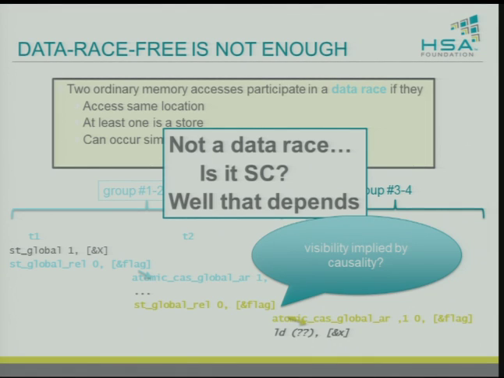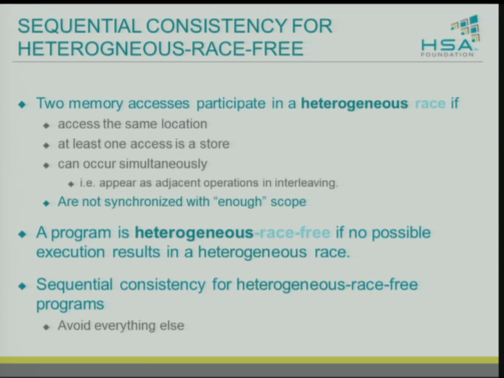However, as I pointed out previously, there are these different scopes, right? These different memories, and I might not want to make those visible. I need to be able to reason about that. So what we do is we extend the notion of sequential consistency, and we extend it to be for heterogeneous-race-free programs. And I'll define what a heterogeneous race is.